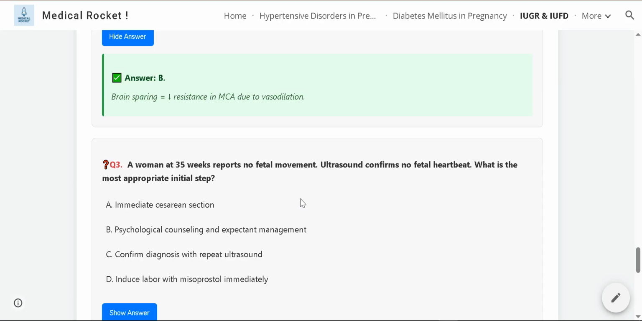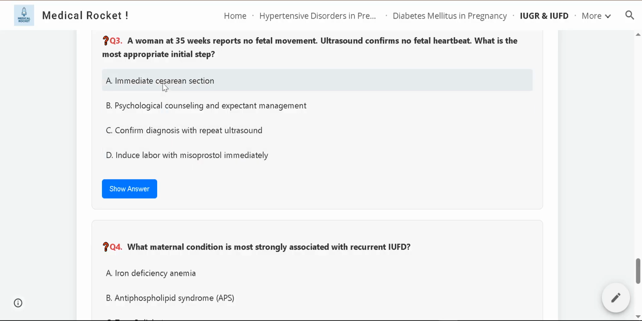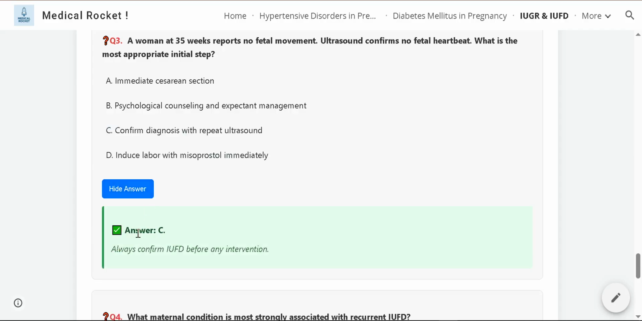Q3. A woman at 35 weeks reports no fetal movement. Ultrasound confirms no fetal heartbeat. What is the most appropriate initial step? A. Immediate cesarean section. B. Psychological counseling and expectant management. C. Confirm diagnosis with repeat ultrasound. D. Induce labor with misoprostol immediately. Answer. C. Before any intervention, always confirm IUFD with a repeat ultrasound.